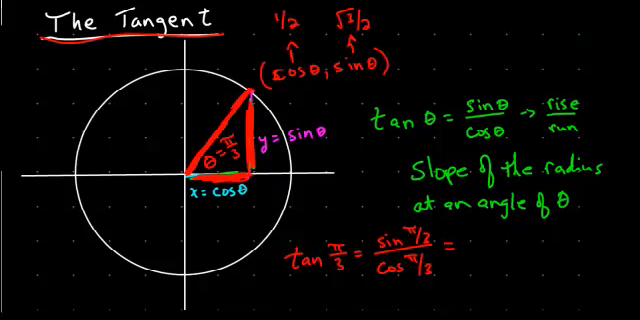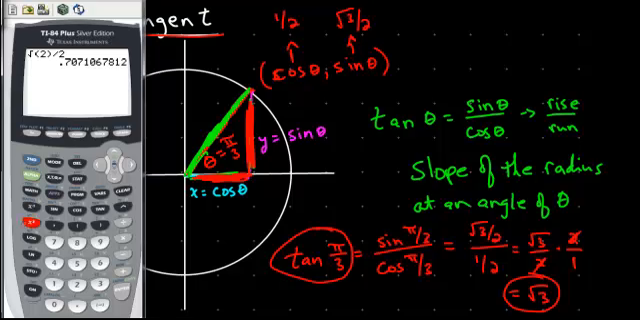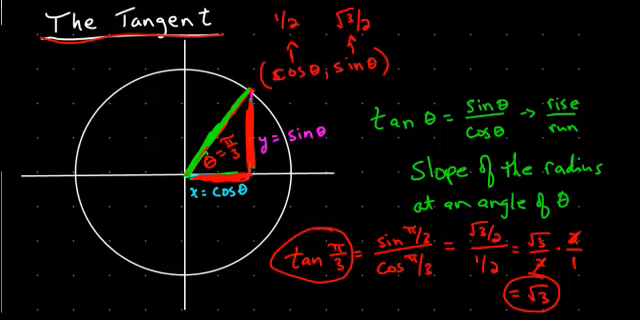So the tangent is the rise over the run. So it's going to be root 3 over 2 divided by 1/2, which equals, when you divide by a fraction, you flip and multiply. So root 3 over 2 times 2 over 1. 2's cancel each other, and we're going to get root 3. So the tangent of pi over 3 is root 3. And more importantly, think of that as the slope. When we sketch the radius here with an angle of pi over 3 radians, the slope of this line is root 3. And let's get an approximation of root 3 just for fun. It's about 1.732. Okay?